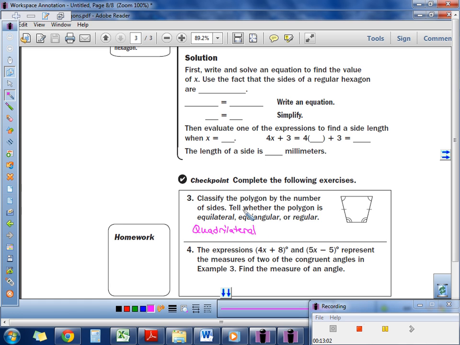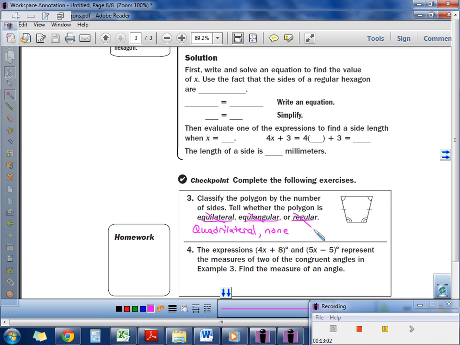Then it says tell whether the polygon is equilateral, equiangular, or regular. Is it equilateral, all sides equal? No. Is it equiangular, all angles equal? So what is it? Is it regular? It can't be regular because it's not both of those. So it's none of the above. It's none of those words. We'll just say none of the above.